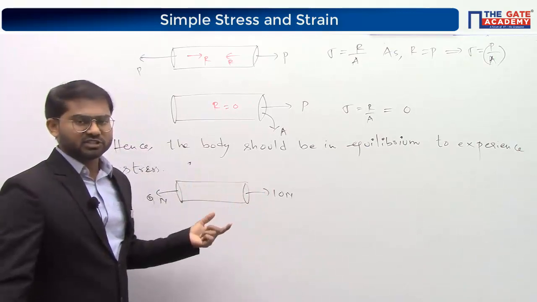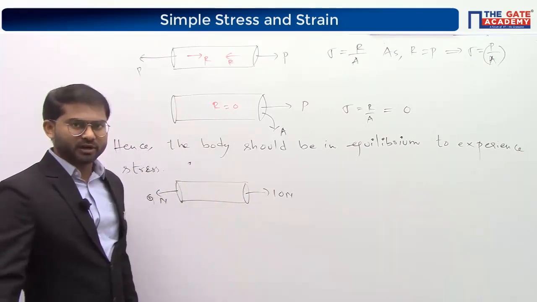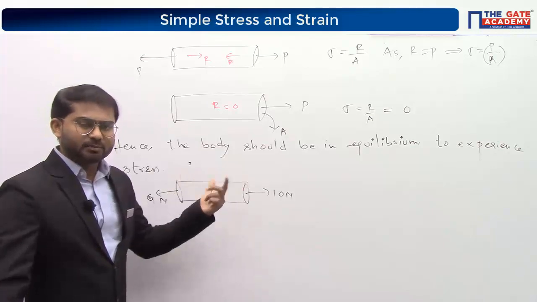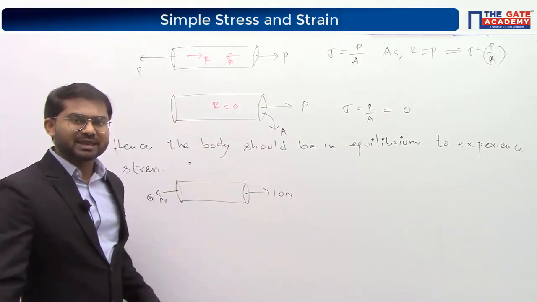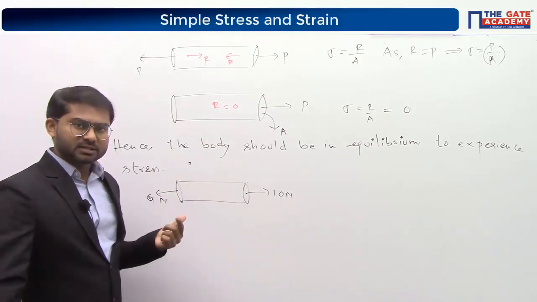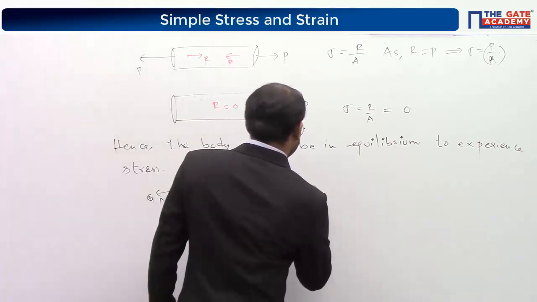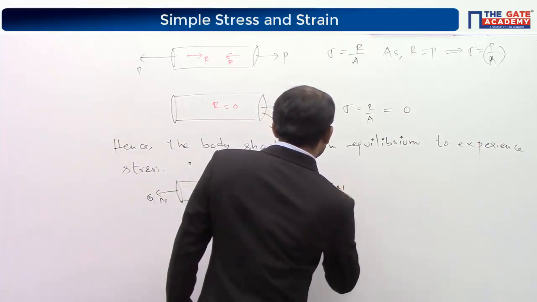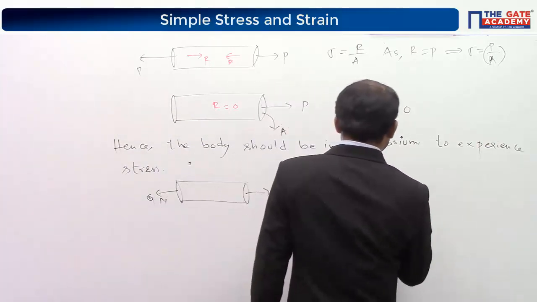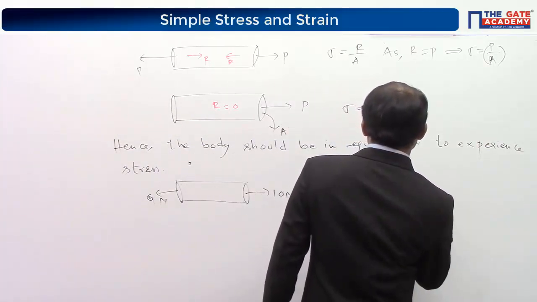So as 6 Newton force is being cancelled out and keeping the body in equilibrium, or at least that part of the force is being cancelled out, we can say that this member will experience stress. So stress comes out to be 6 Newton by area of cross section. This we call as partial equilibrium case.